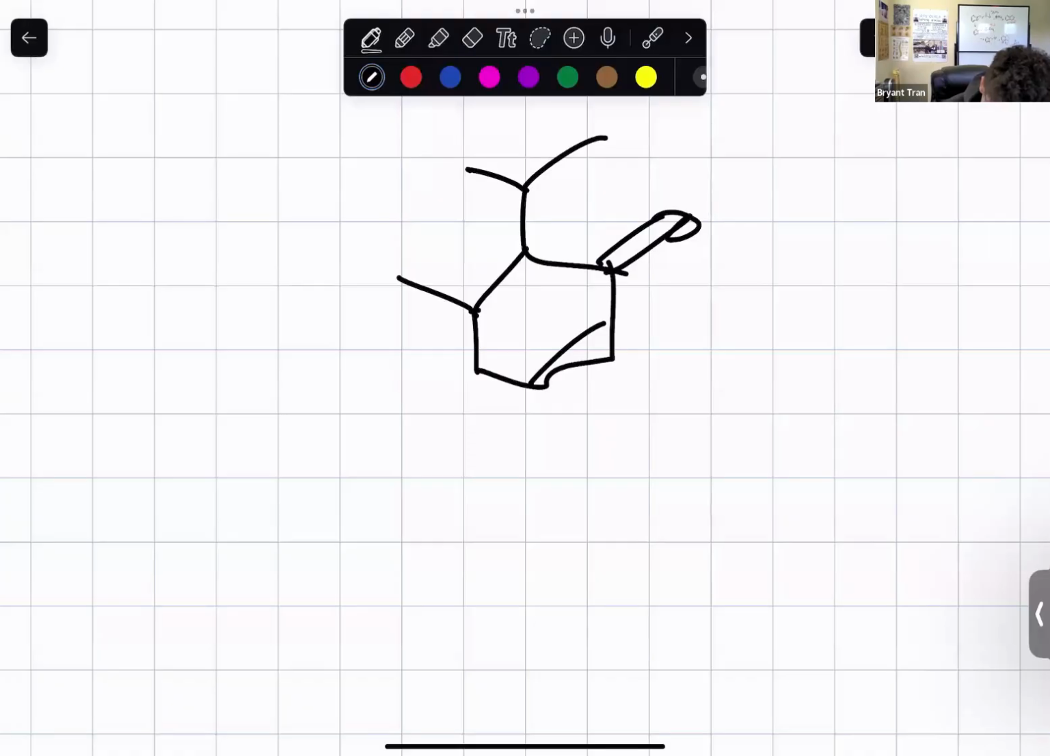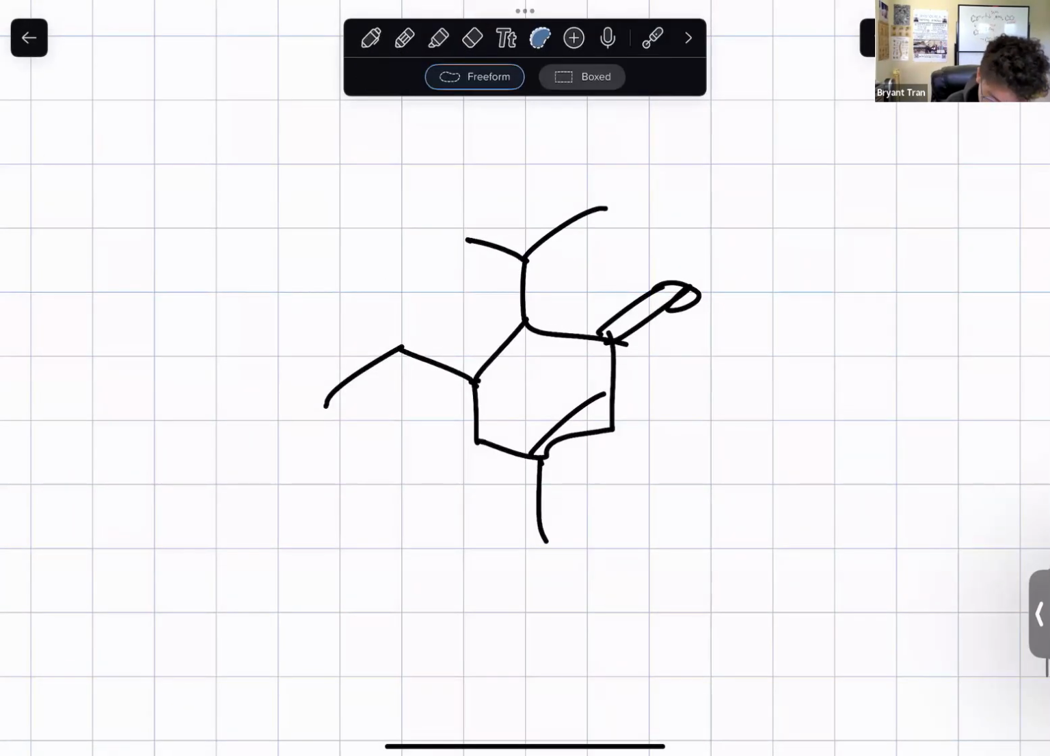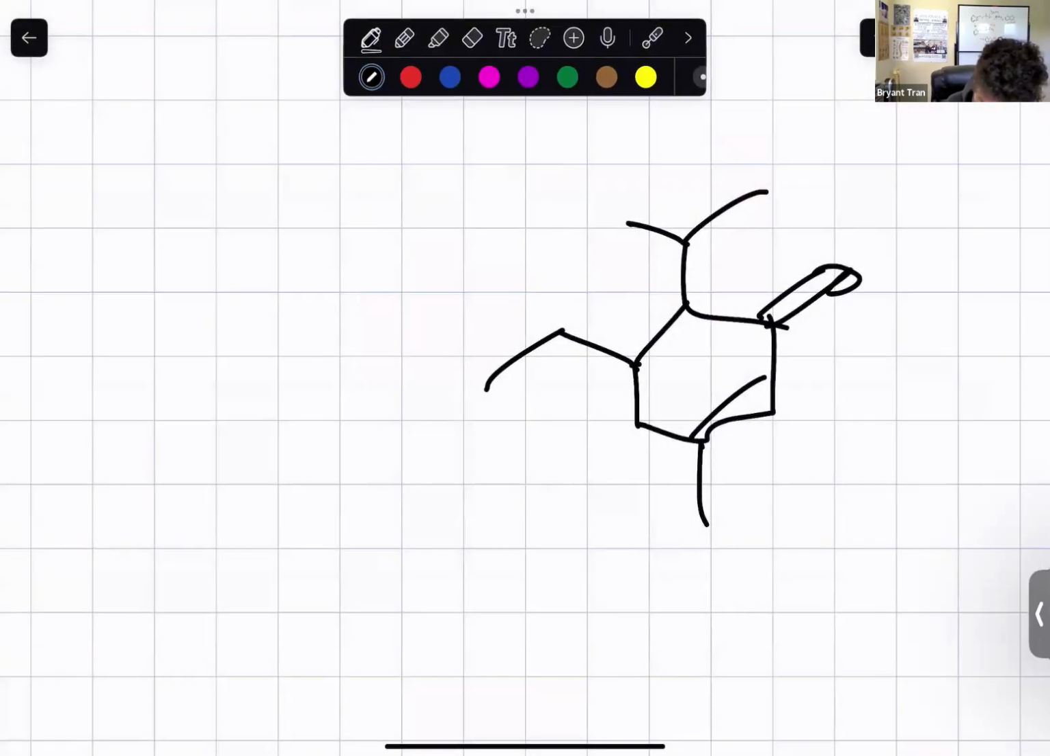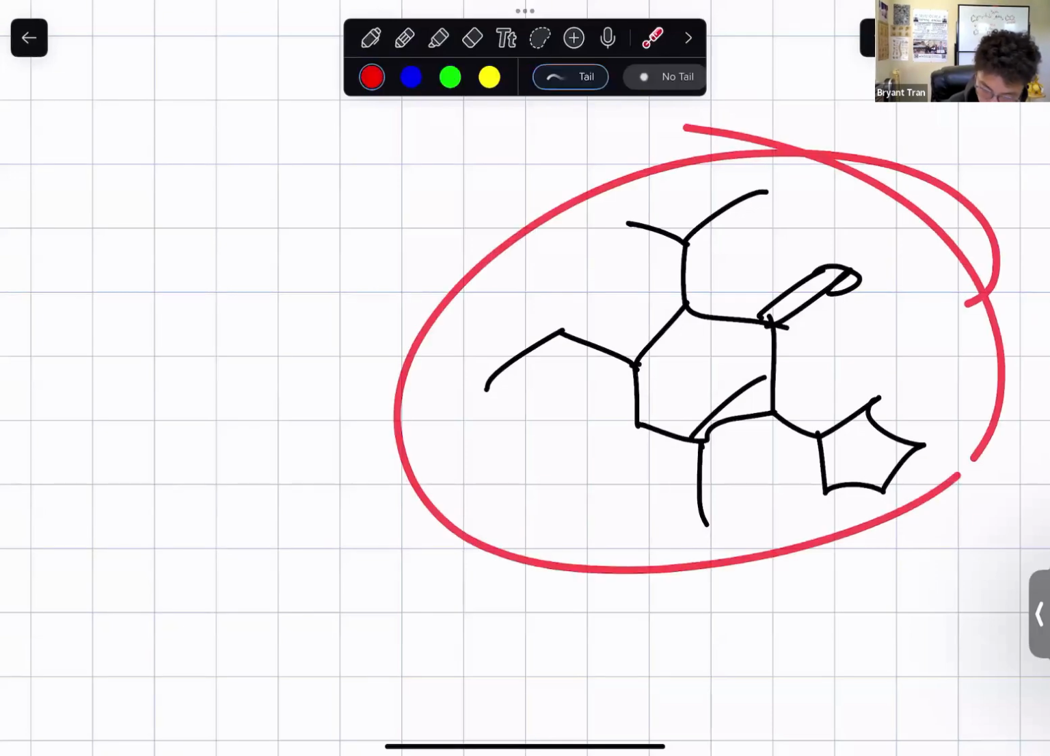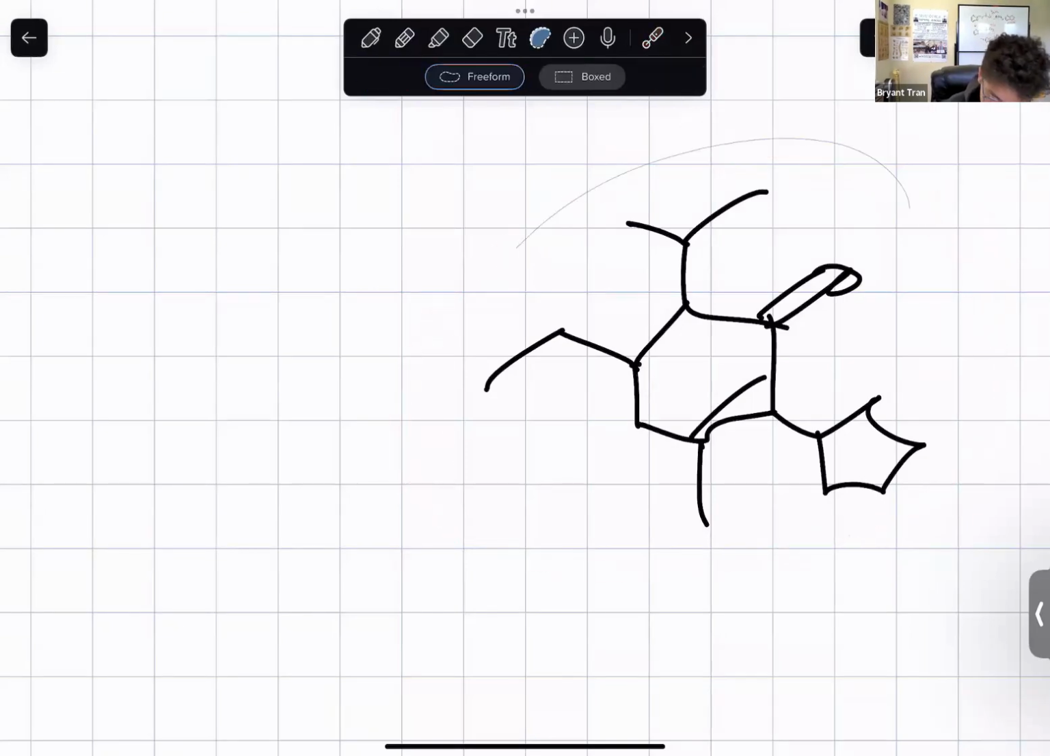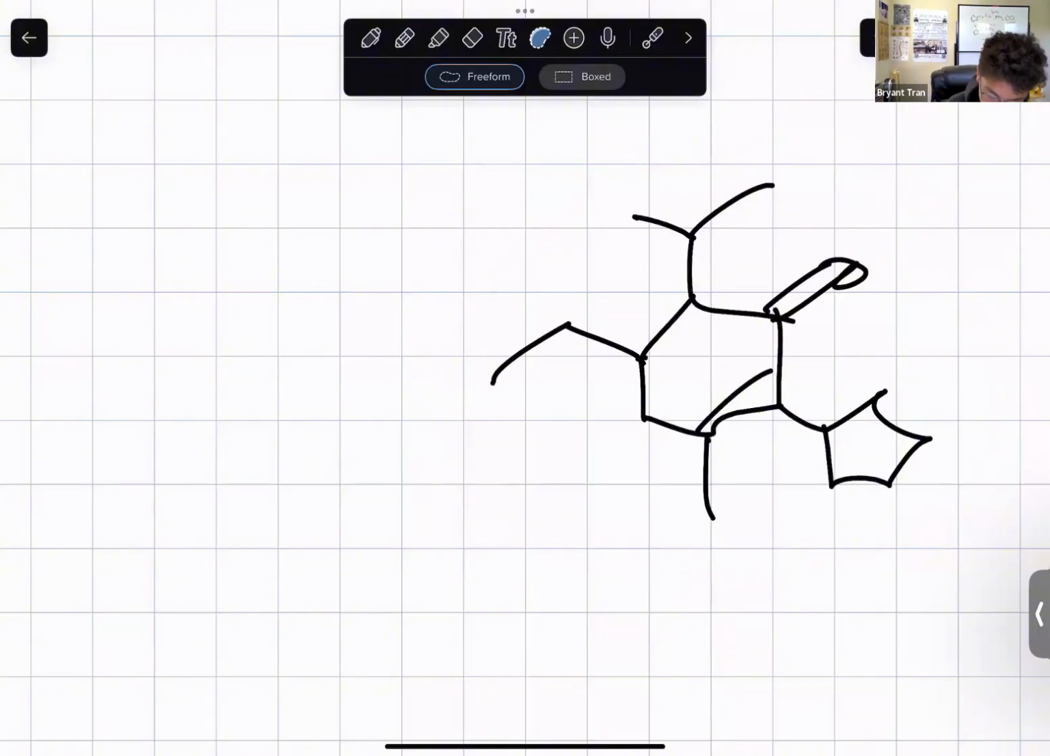Which could show up for a synthesis problem, right? So let's say we have this as the product, right? And we want to break it up to find out the reactant for this Robinson annulation. So find the alpha and beta carbon relative to the carbonyl that has an unsaturation between them. Cut that. The alpha carbon is the star, beta carbon is the dot.